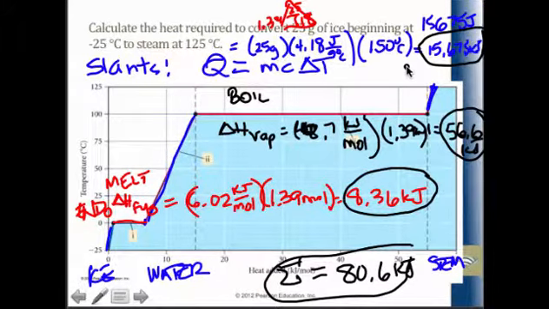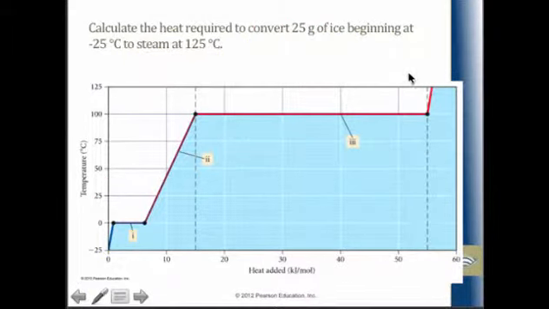Let's do the same approach, but we're going to work in reverse. It might seem odd, but we're going to take it backwards into a cooling curve. When we do this, all of our heats will be negative because it will be exothermic.